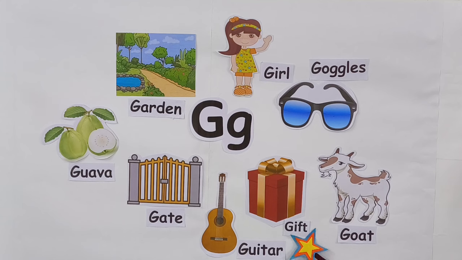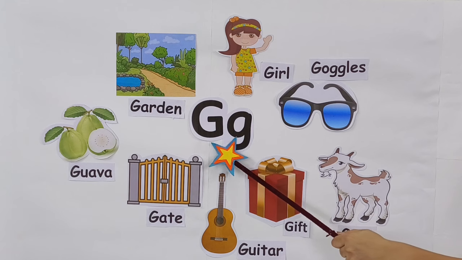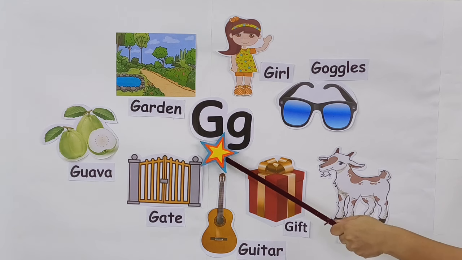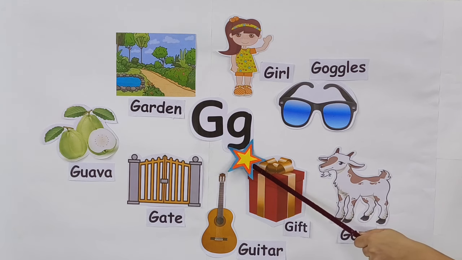This is a gift box. Gift is a present or something that is given. For example, a birthday gift or a wedding gift. This is a goat. Goat is a farm animal. It has horns and a beard. This is letter G. This is uppercase letter G. This is lowercase letter G. Letter G makes the sound G.